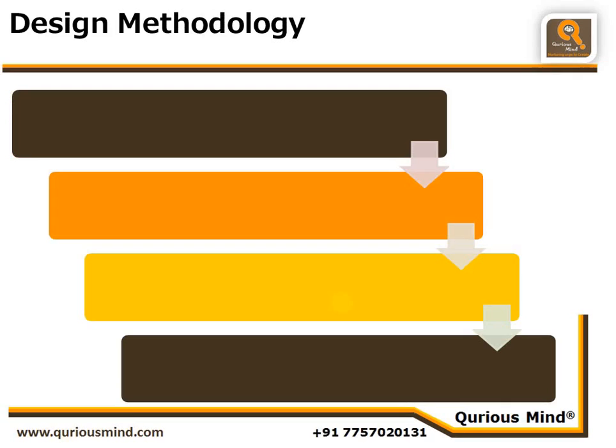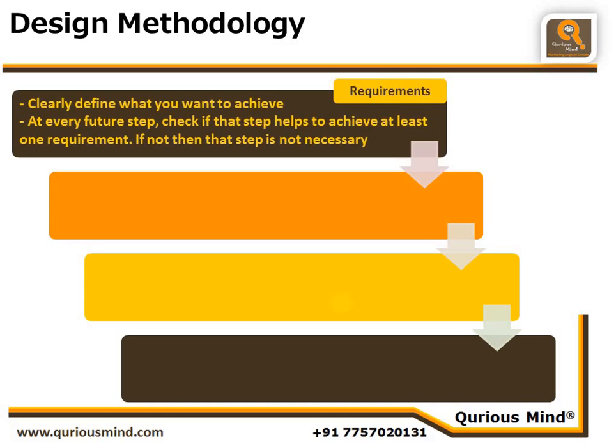We have four stages of design methodology. The first stage is requirements, where we will clearly define what we want to achieve. At every future step, we must check whether that step helps to achieve at least one requirement. If not, then that step is not necessary.